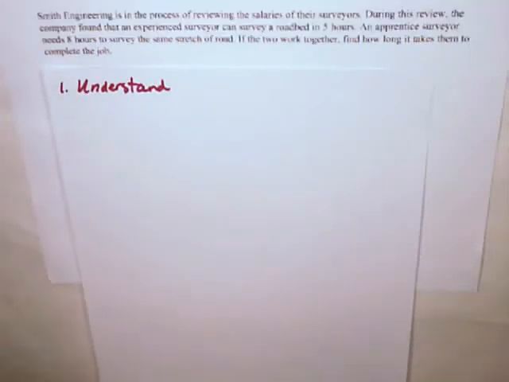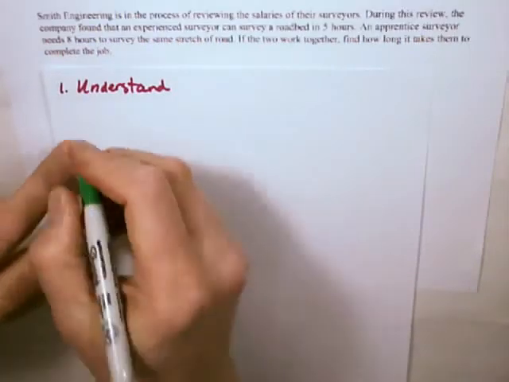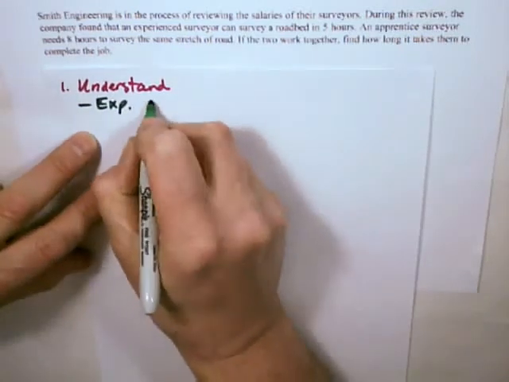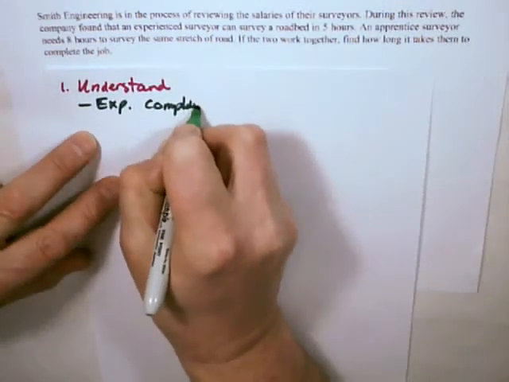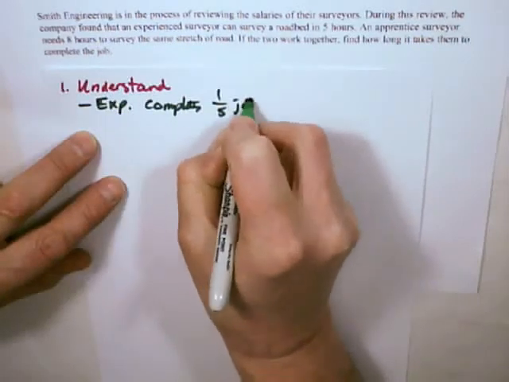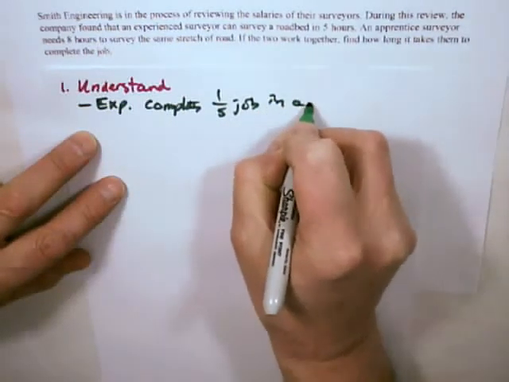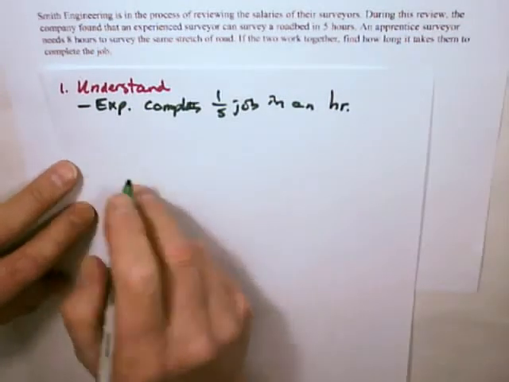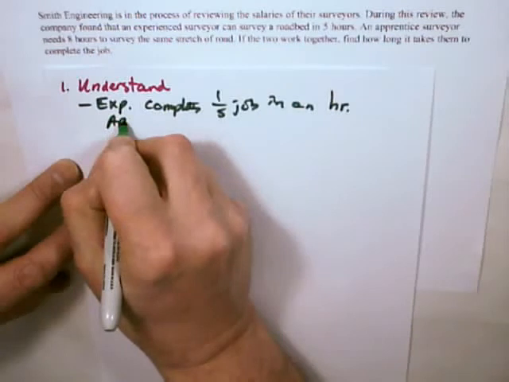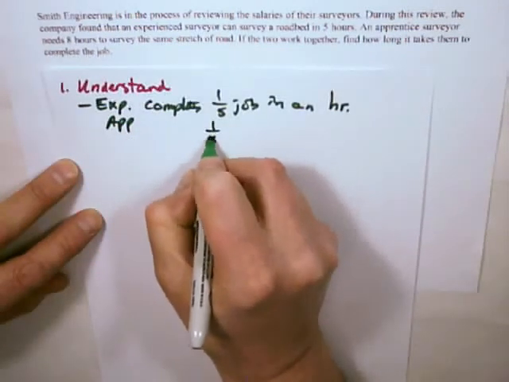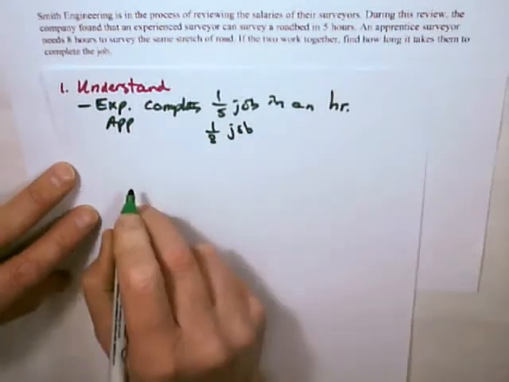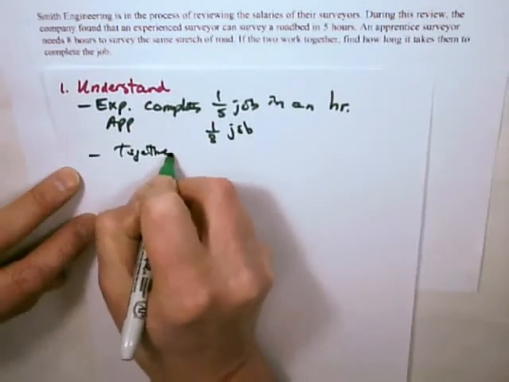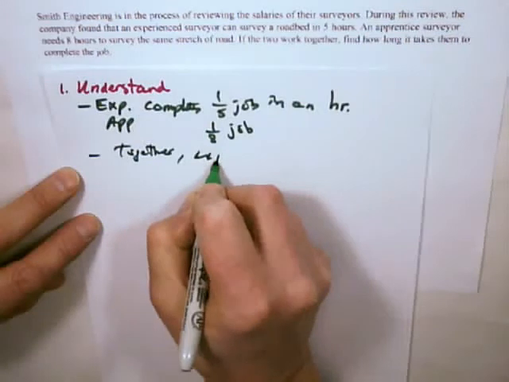In this particular one, what we can glean so far is that the experienced person completes 1/5 of the job in an hour. And if you look at it that way, it's going to make the thing a little bit easier. The apprentice actually completes 1/8 of the job in an hour. Together, expect that they're going to complete it in what?